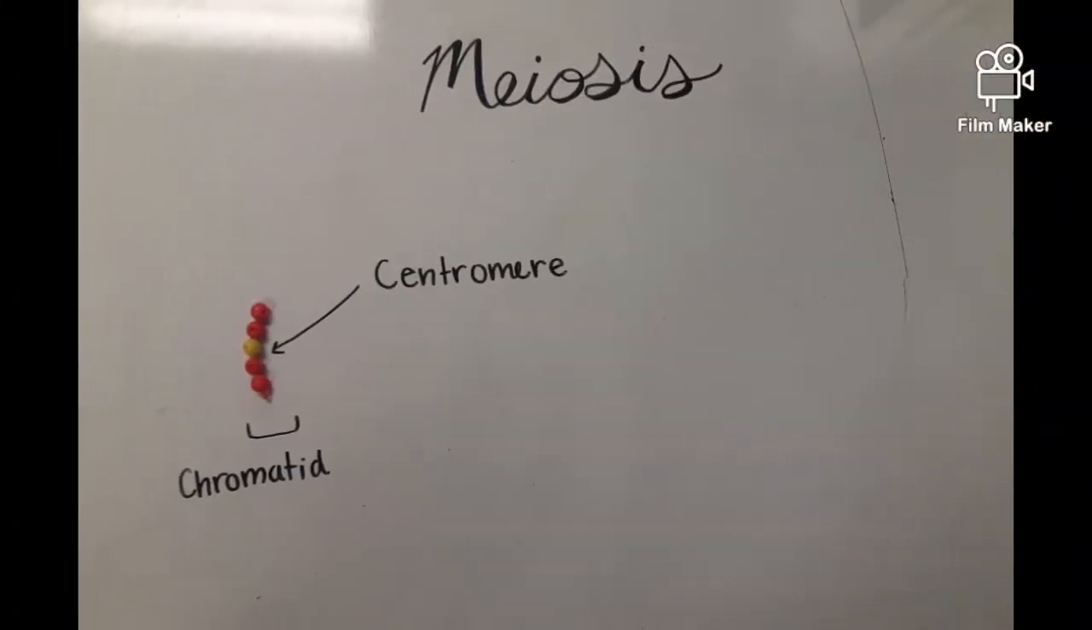This is a chromatid. A chromatid is one strand of genetic information, otherwise known as DNA. The yellow bead in the middle is a centromere. A centromere is what scientists use to count the number of chromosomes. So this one chromatid is equal to one chromosome.